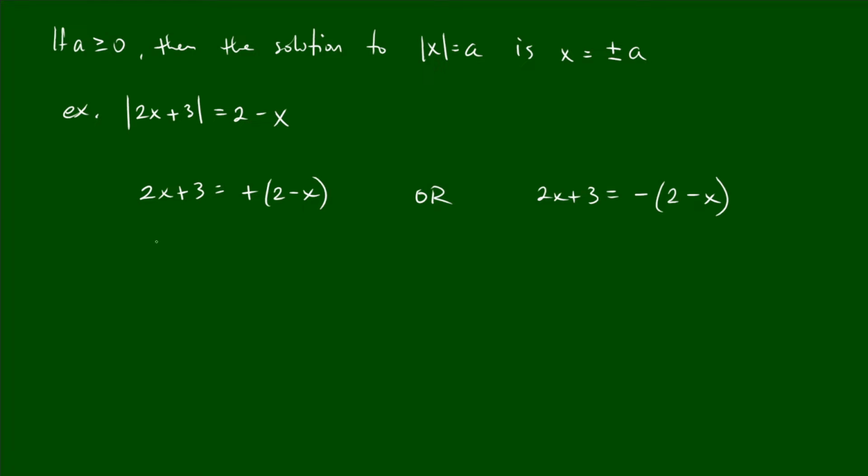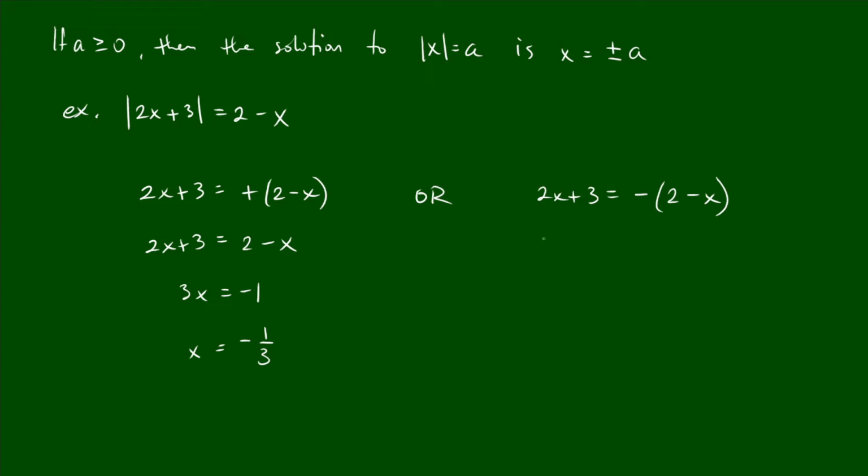You have 2x plus 3 equals 2 minus x. Okay, you bring this 2 to the other side. You're going to be left with 1, and you're going to bring the x to the other side as well. You have 3x plus 1, so now you could have 3x equals minus 1. So now x is going to be negative 1 over 3 if the right side is positive.